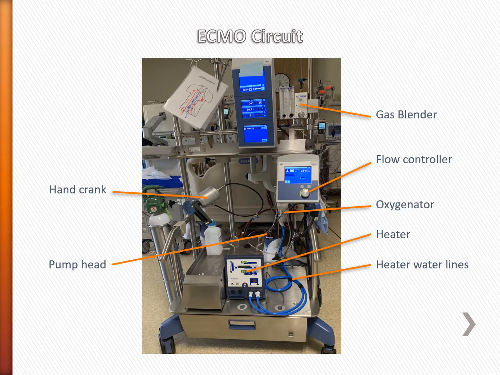We actually have 3 different ones here. This is probably the one you'll see the most. We also have an older one, which we will use if we have to, and a newer one, which is called the CardioHelp, which is more portable. So from the top of the slide down, you can see the gas blender, the flow controller. You can somewhat see the oxygenator and the pump head, and you can see the heater and the water lines to the heater, and the emergency hand crank.